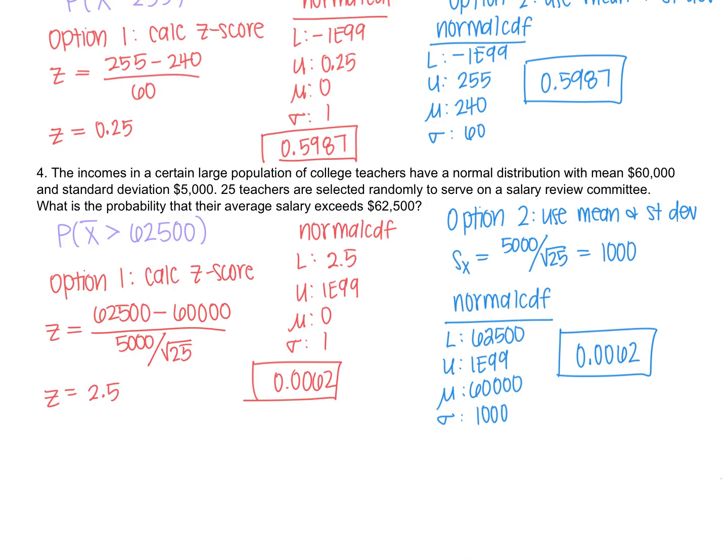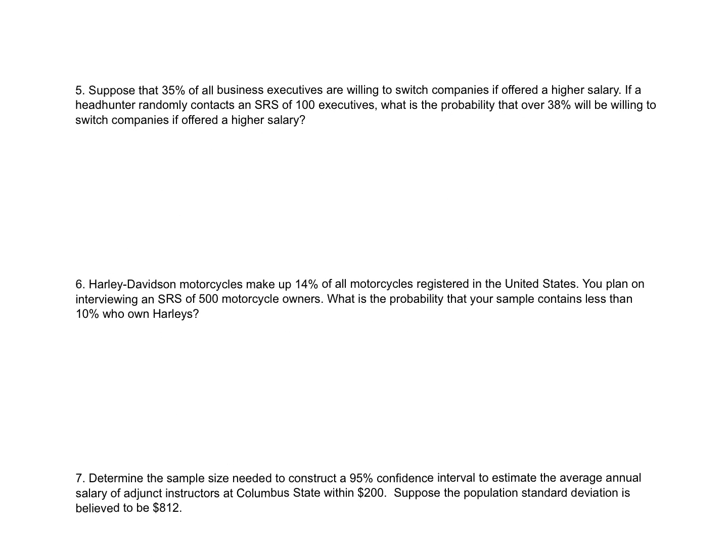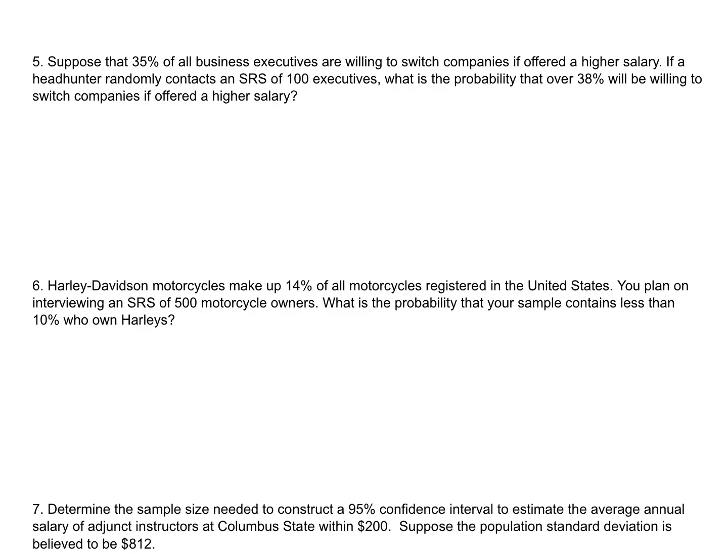So one of the things from chapter 5 we have to differentiate between is if we're looking at a sampling distribution for means, so that means we have a sample size n, or if we're looking at a single mean. All right, next two examples to round out chapter 5 are going to be about sample proportions. So we have, suppose that 35% of all business executives are willing to switch companies if offered a higher salary. If a headhunter randomly contacts an SRS of 100 executives, what is the probability that over 38% will be willing to switch companies if offered a higher salary?